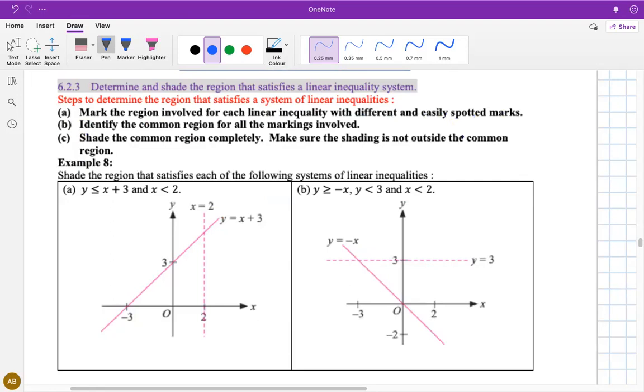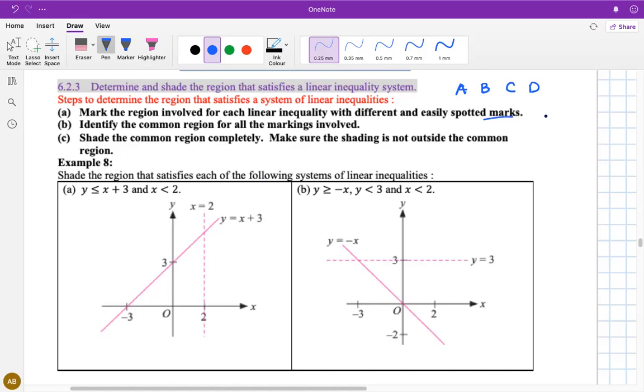Okay, so in the textbook they use the alphabet A for the region of the first inequality, and then B and C. A represents the regions that fulfill the first inequality, B fulfills the second inequality, and C will be the regions that fulfill the third inequality, and so on. So you can use A, B, C, D, or you can use spotted marks.